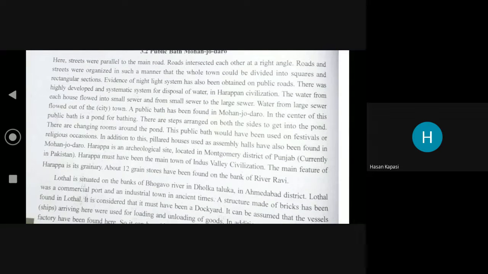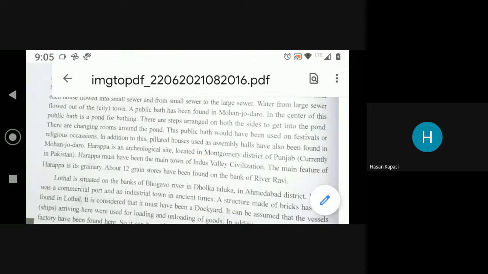Harappa was one of the main towns of Indus Valley civilization. The main feature of Harappa is its greenery. About 12 grain stores have been found on the banks of river Ravi. Is it clear till here? Everyone understood?